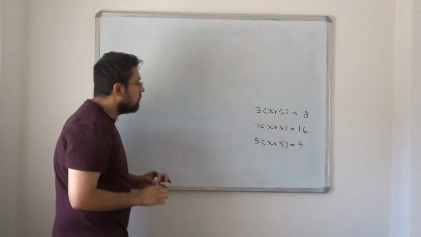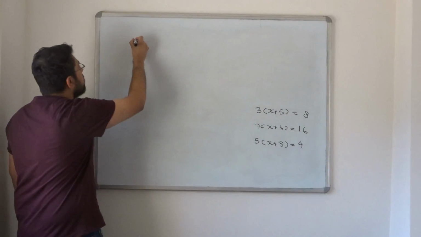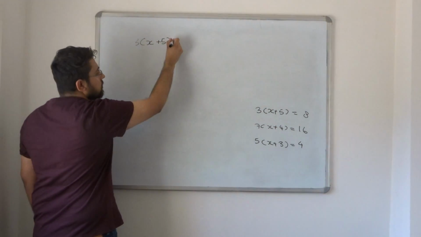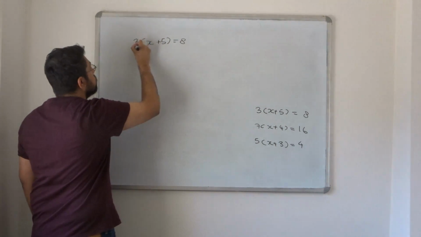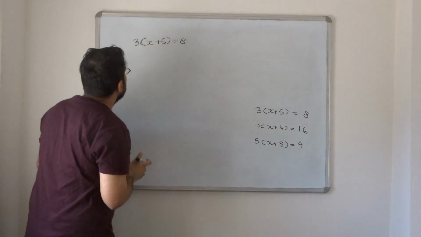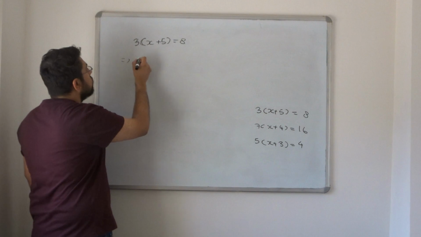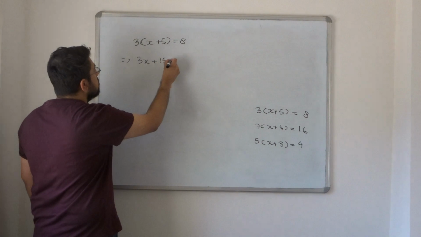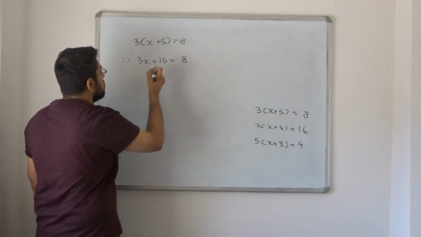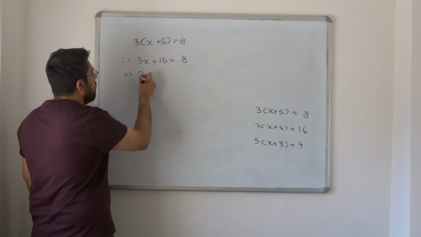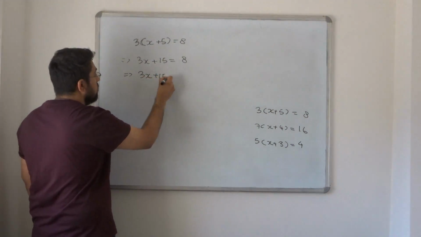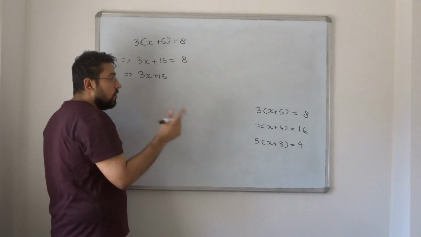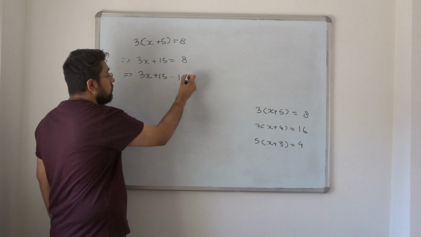Okay, so let's do this one. Let me just write it here again for convenience. So you obviously get 3x plus 15, which gives you 8. So then what do you have? 3x plus 15. Remember, you take the opposite sign, you transpose the opposite sign, but you substitute the same value.